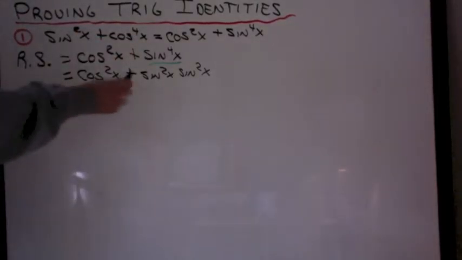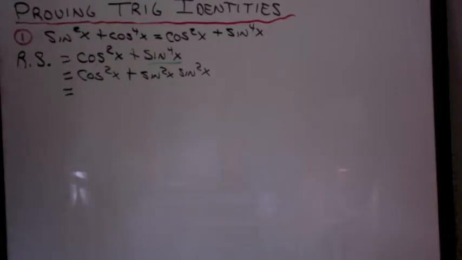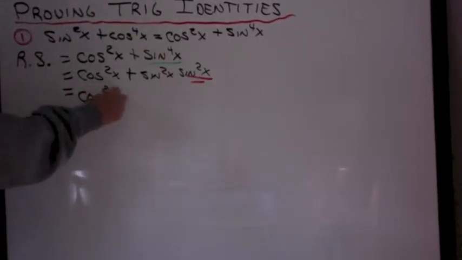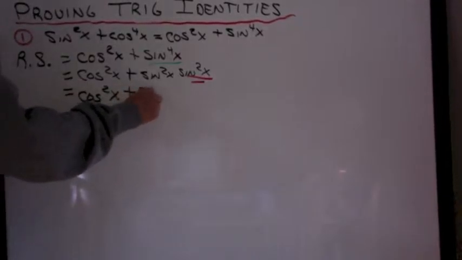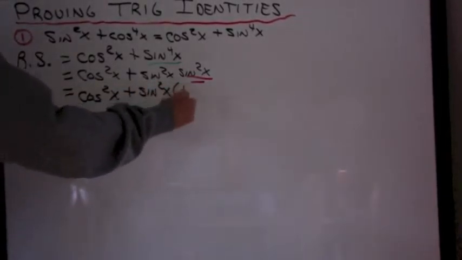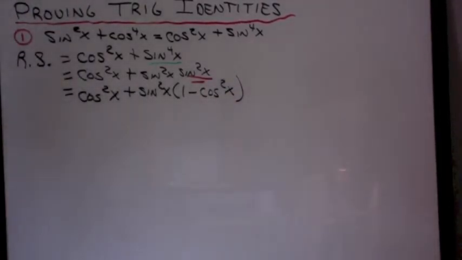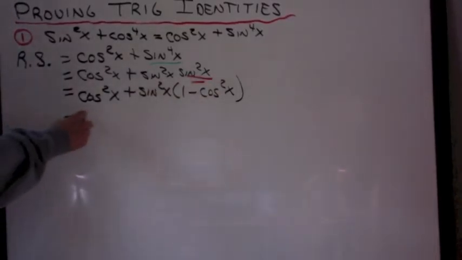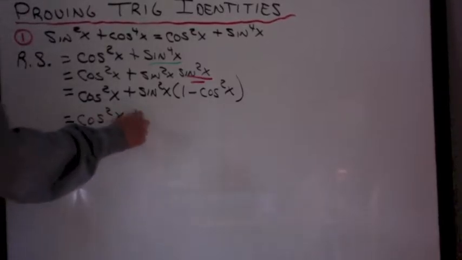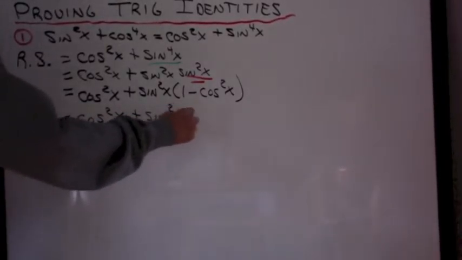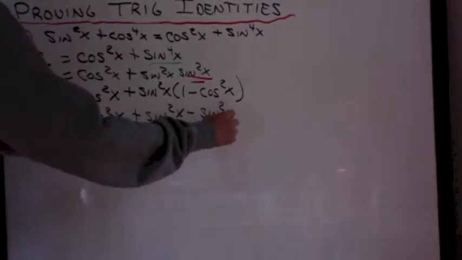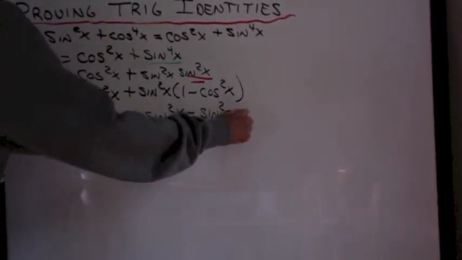At this point, let's change this one. We can give it another name. This would be cos squared x, so I'm just bringing this term down. This is sine squared x and 1 minus cos squared x. Okay, so we have that. At this point, let's expand this. So this will give us cos squared x plus sine squared x minus sine squared x, put that in there, cos squared x.